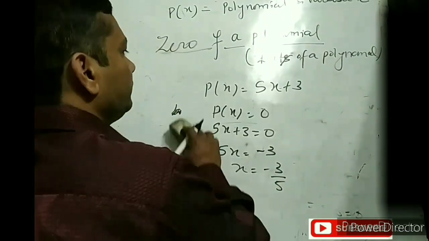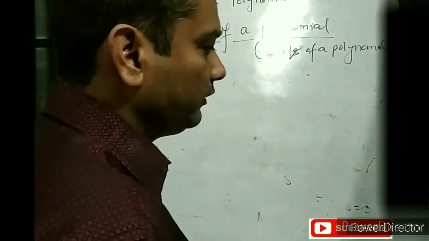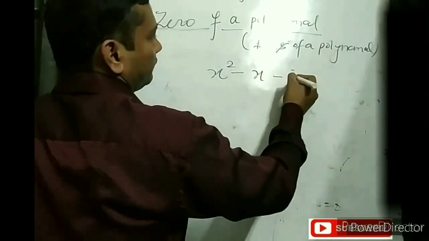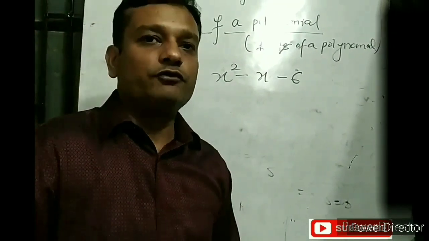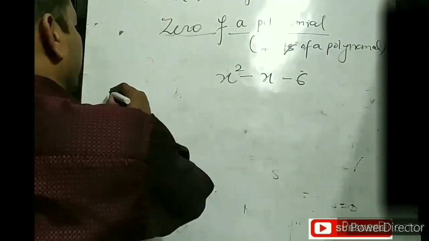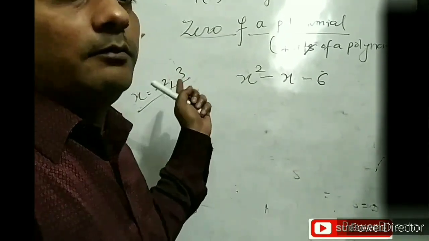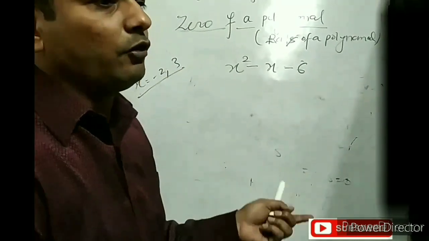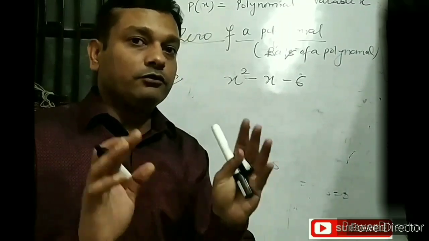Take one more example. One question is given to you, x squared minus x minus 6, and you have to check x is equal to minus 2 or x is equal to 3. Two numbers I have taken, x is equal to minus 2 and 3, and we have to check whether these numbers are a zero of the polynomial or not. If it is a zero of the polynomial, then it will come equal to 0.